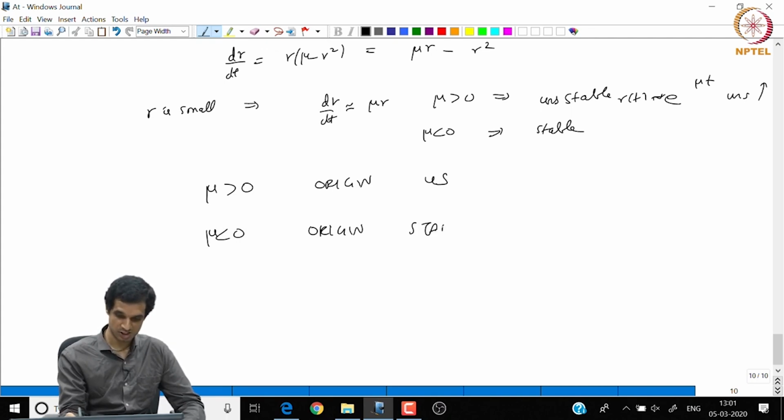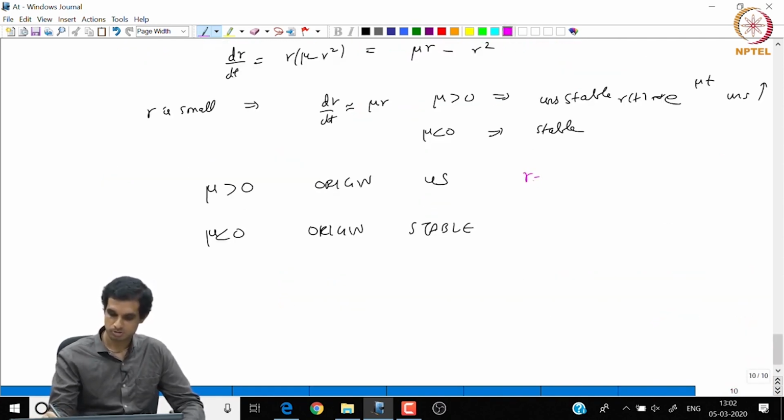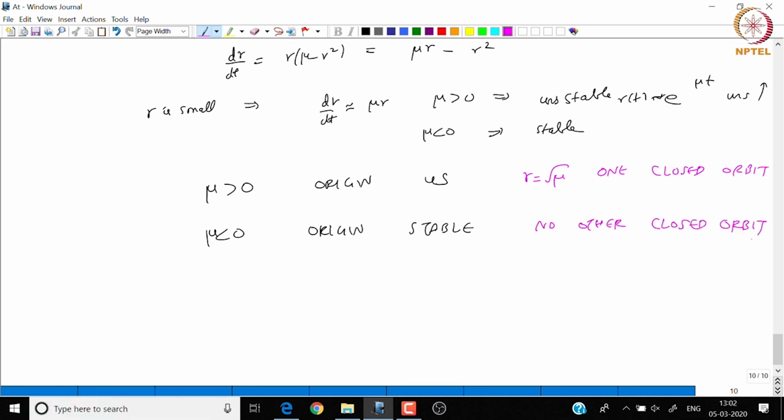So when mu is negative, the origin is stable. But when mu is positive, the origin is unstable, and we have a closed orbit, right. So we have a closed orbit at plus root mu. So there exists one closed orbit, and when mu is negative, there exists no other closed orbit.